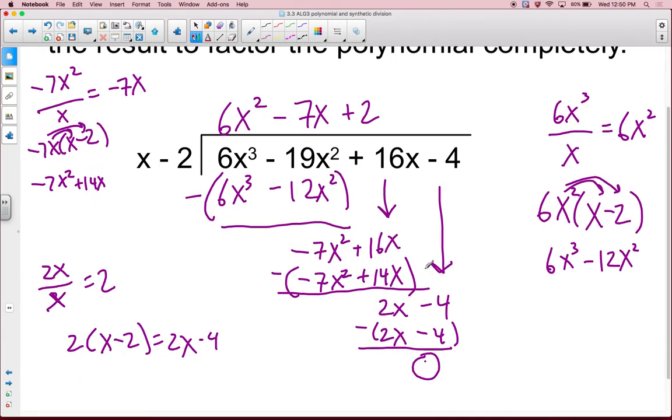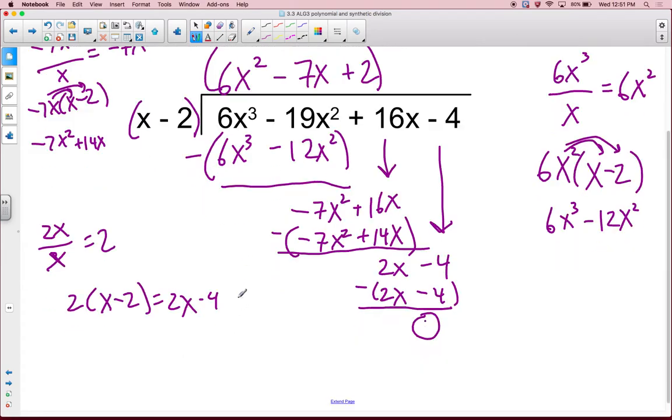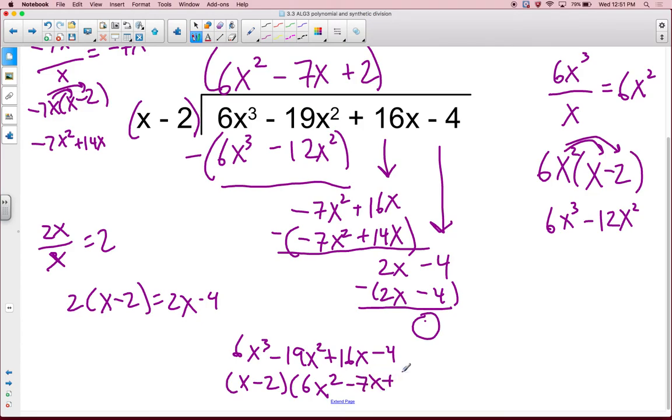When you get a remainder of 0, that means that both of these are factors of the dividend. So I could actually write this out as both of these are going to be working. If I have my 6x cubed minus 19x squared plus 16x minus 4, this I now know is factored to be x minus 2, right here, times what we got as our quotient, 6x squared minus 7x plus 2.